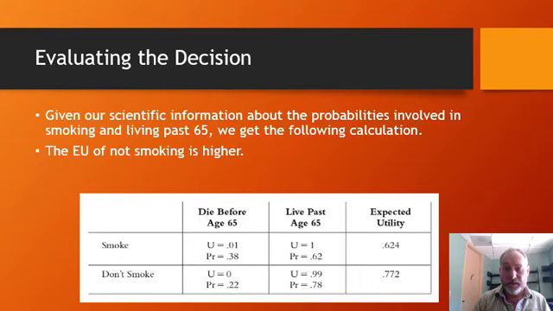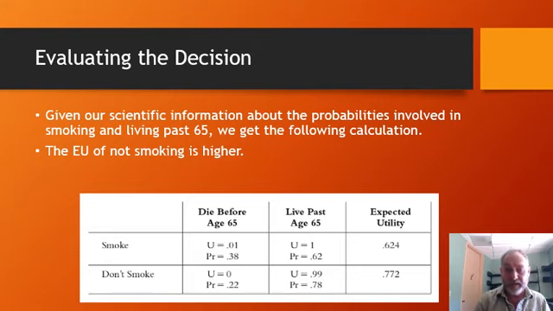All right, and since this is a case of decision making under risk, we do have some knowledge about the probabilities of the states of the world. We'll add those into our matrix, right? So the probability of dying before age 61, given that you smoke, is 0.38. The probability of living past age 65, given that you smoke, is 0.62, and so on.